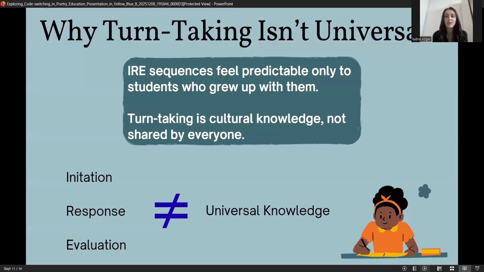And why turn taking is not universal. IRE sequences feel predictable only to students who grew up with them. Turn taking is cultural knowledge, not shared by everyone.